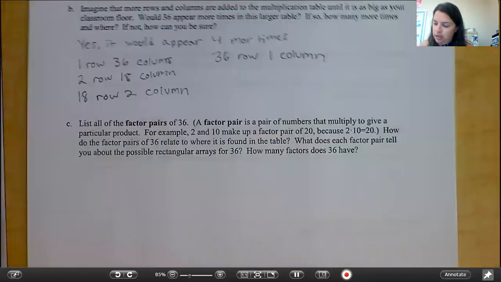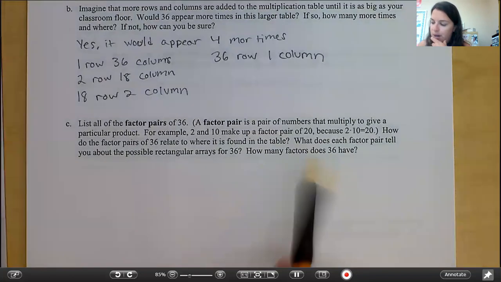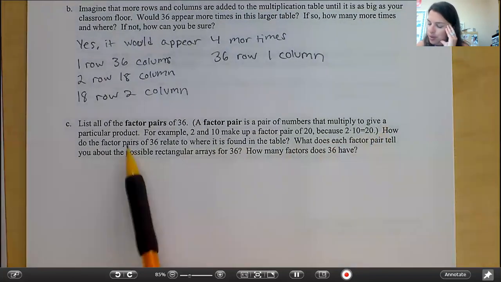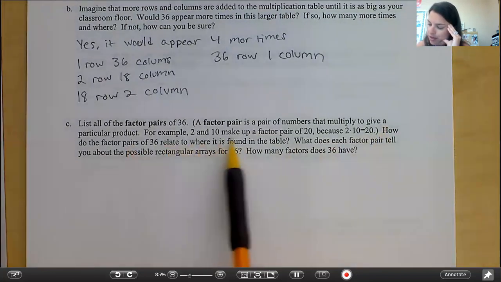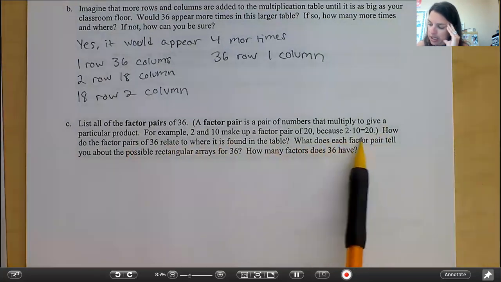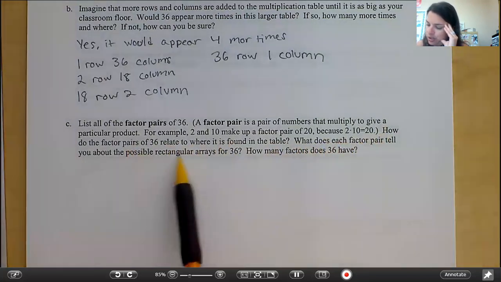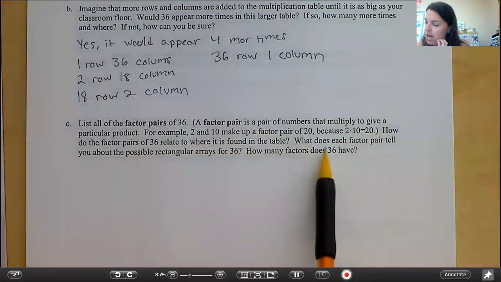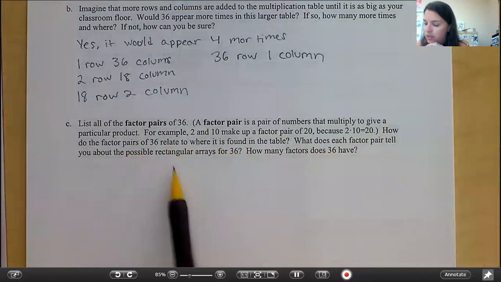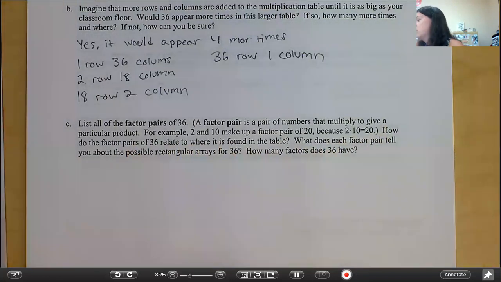So now you're going to list all the factor pairs of 36. A factor pair is a pair of numbers that multiply to give you a particular product. For example, 2 and 10 make a factor pair of 20 because 2 times 10 equals 20. How do factor pairs of 36 relate to where it is found in the table? How does each factor pair tell you about the possible rectangular arrays of 36? How many factors does 36 have?